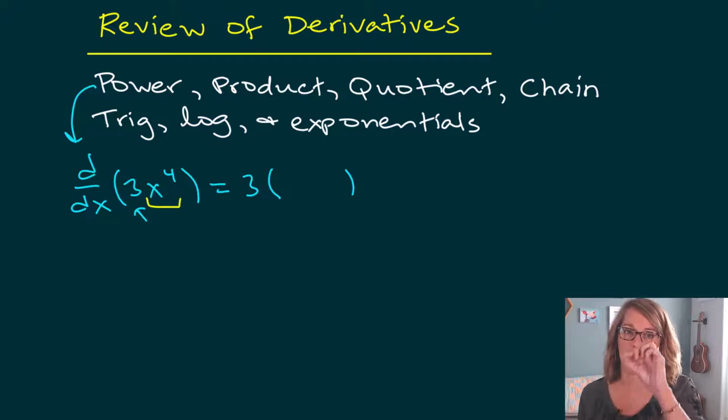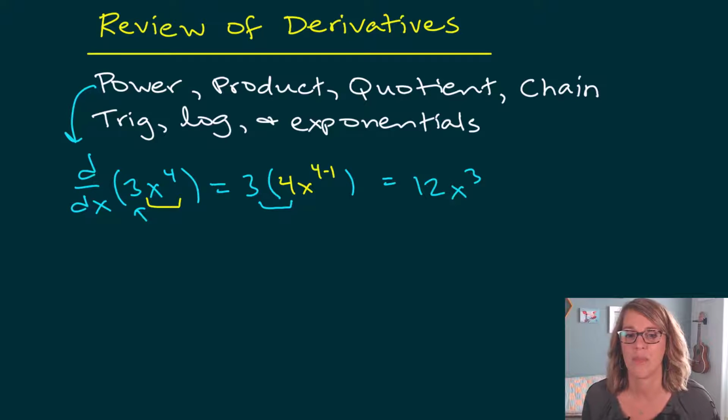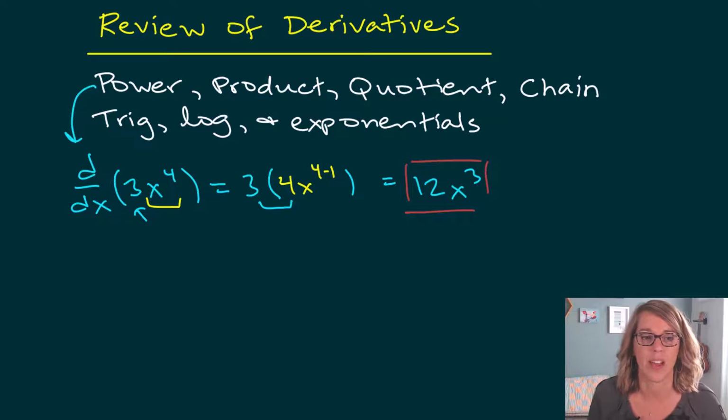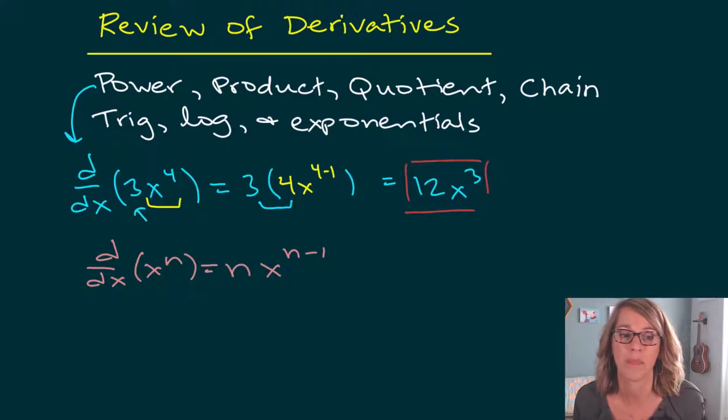Here comes my power rule. The 4 comes out in front, and I'm going to subtract 1 from that power. So I end up with the answer 4 times 3, which is 12x cubed. Our power rule looks like this. So I've got d/dx of x to the n is equal to, power comes out in front, and I subtract 1 from the power.